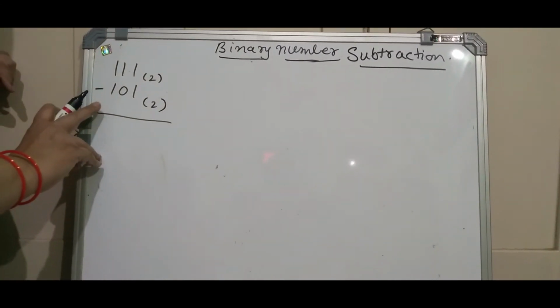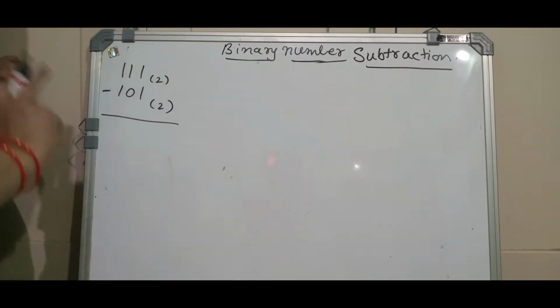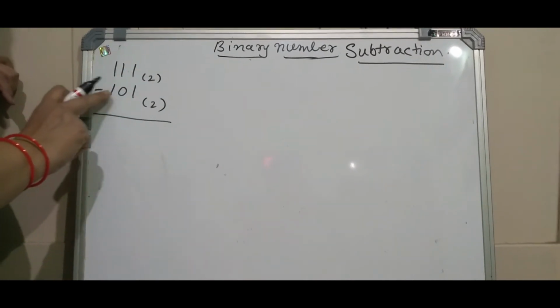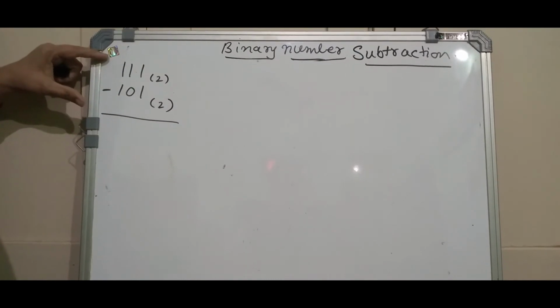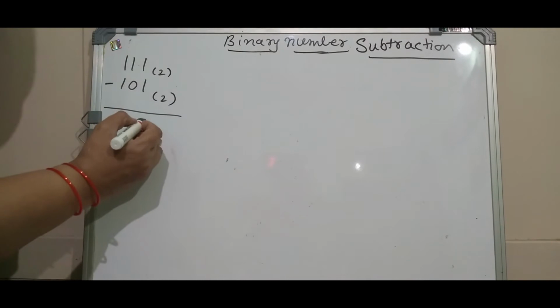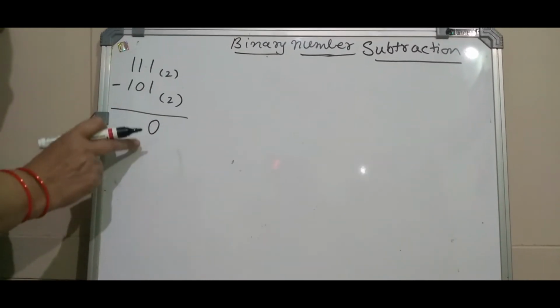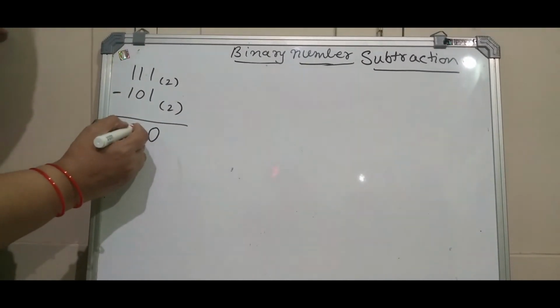See here, this example, 1, 1, 1 to base 2, minus 1, 0, 1 to base 2. I am telling you about the subtraction here. Let us subtract this. 1 minus 1 means that will be 0. Here we will follow just like the decimal system only. 1 minus 1 is 0. Again, 1 minus 0 will be 1.